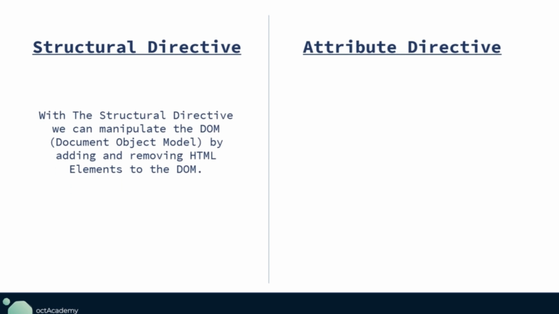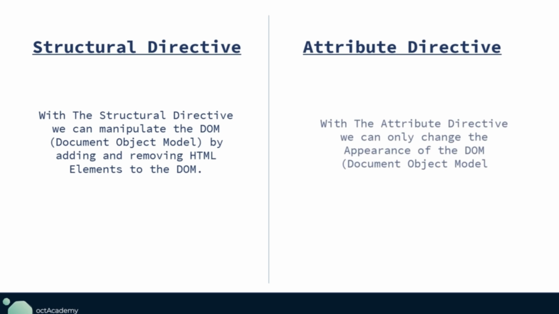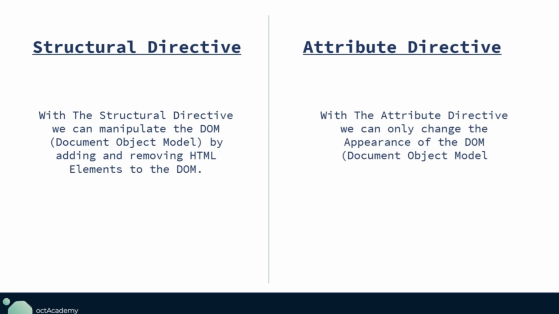So here is the lesson. With the structural directive, we can manipulate the DOM by adding and removing elements to the DOM's structure. But with the attribute directive, we can only change the appearance of a DOM element. We cannot manipulate the DOM using these attribute directives. So hope you guys got the idea.